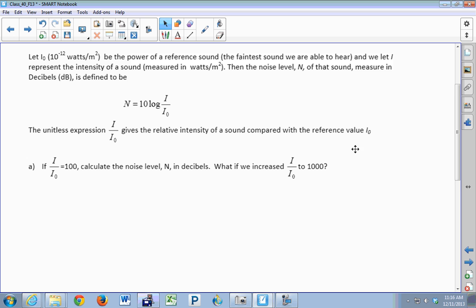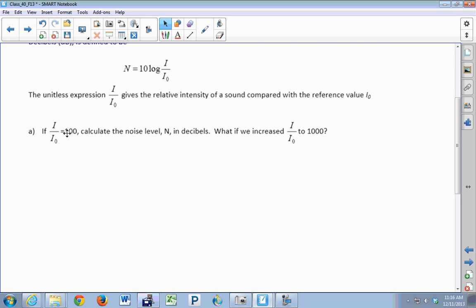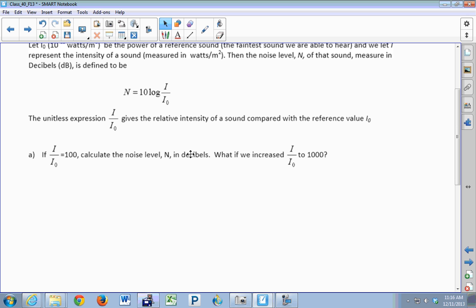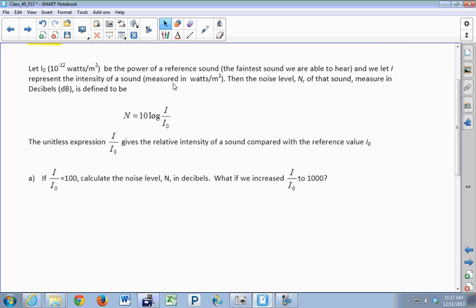Okay. So if I over I sub naught equals 100, let's calculate what the noise level in decibels will be. In other words, if we knew that the intensity of a sound compared to the faintest sound was equal to 100, so it was 100 times more powerful, what would be the decibel level? So let's calculate the noise level in decibels. We're trying to calculate N, and where we see this expression, we're going to replace it with the number 100. So 10 times the log of 100.